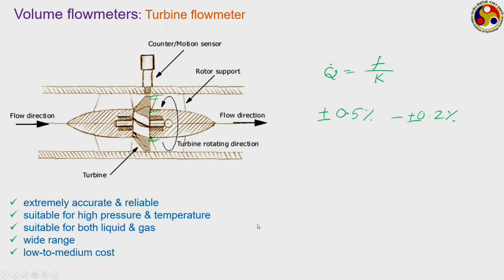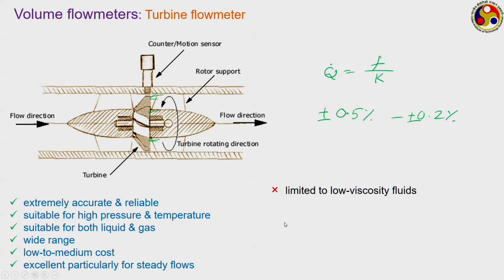Their cost is low to medium, because I should say they are much costlier compared to the obstruction meters, but can be less costly compared to the next one that we are going to talk about. They are excellent particularly when dealing with steady flow situations, but not that good in transient situations, because the frequency itself will become difficult to measure. They are limited to low viscosity fluids. For higher viscosity ranges, the drag force can become significant and can significantly dampen the rotational motion.